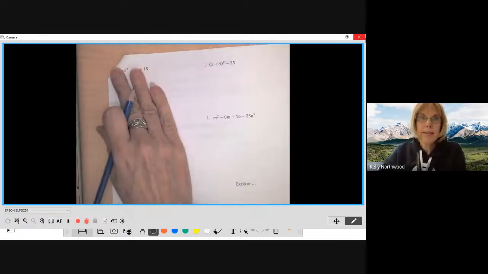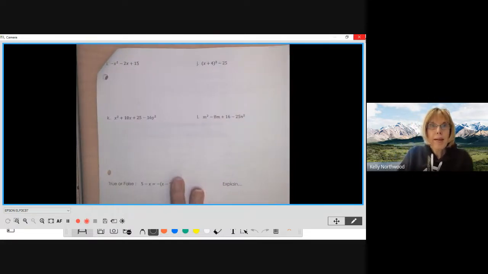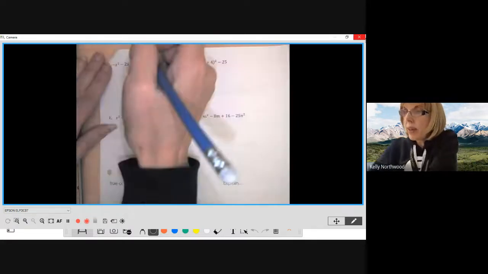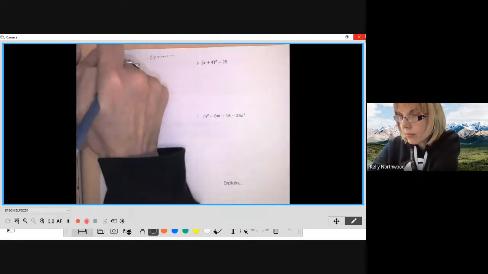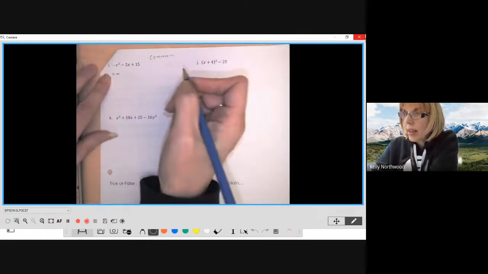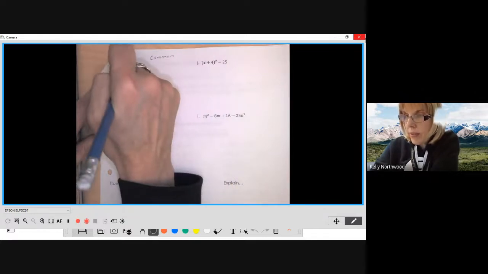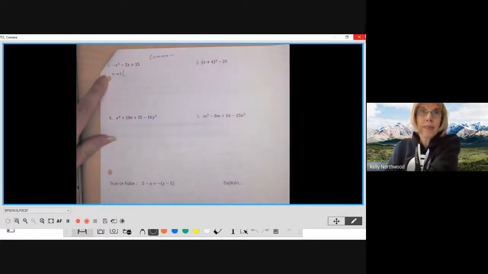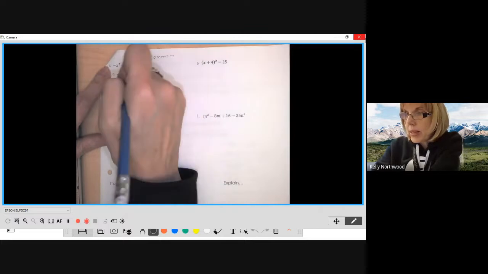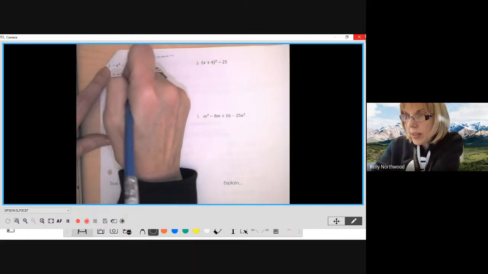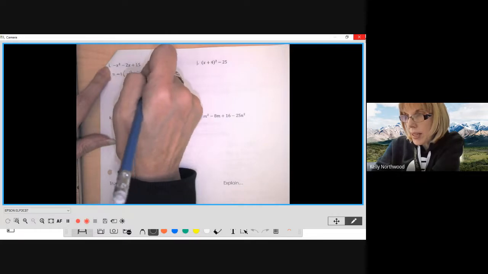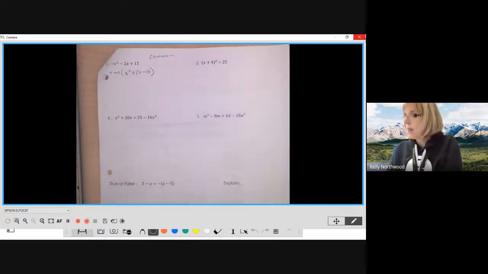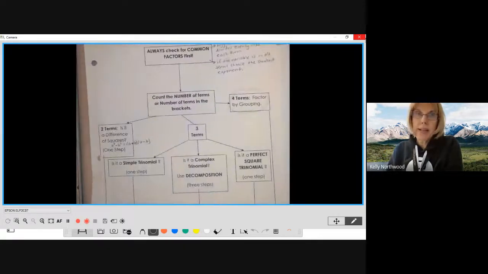All right, I am leading negative, so we're definitely going to have a common factor. And that's all, negative 1's all that factors there. So that's going to give me positive x squared plus 2x minus 15. And then count the terms in the brackets. There's 3. It's a simple trinomial.